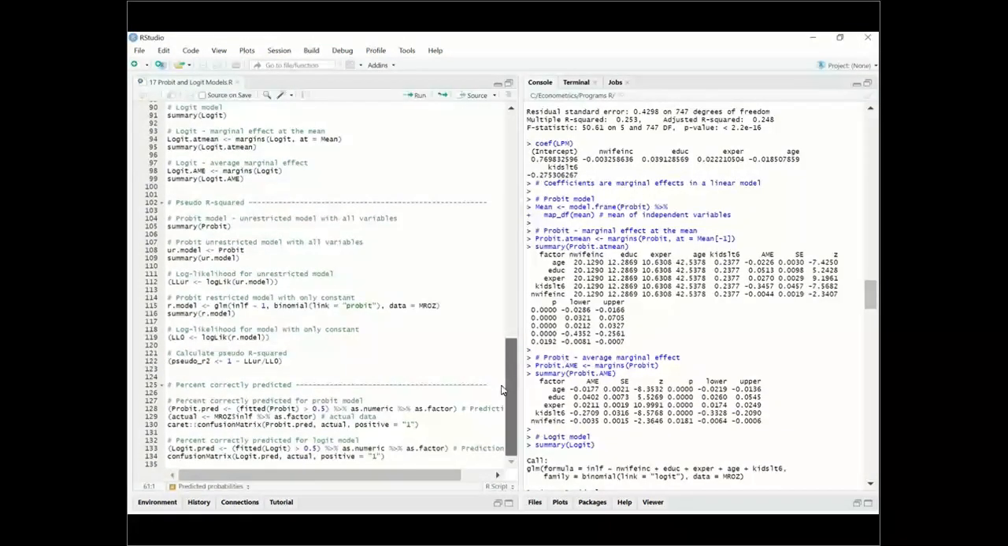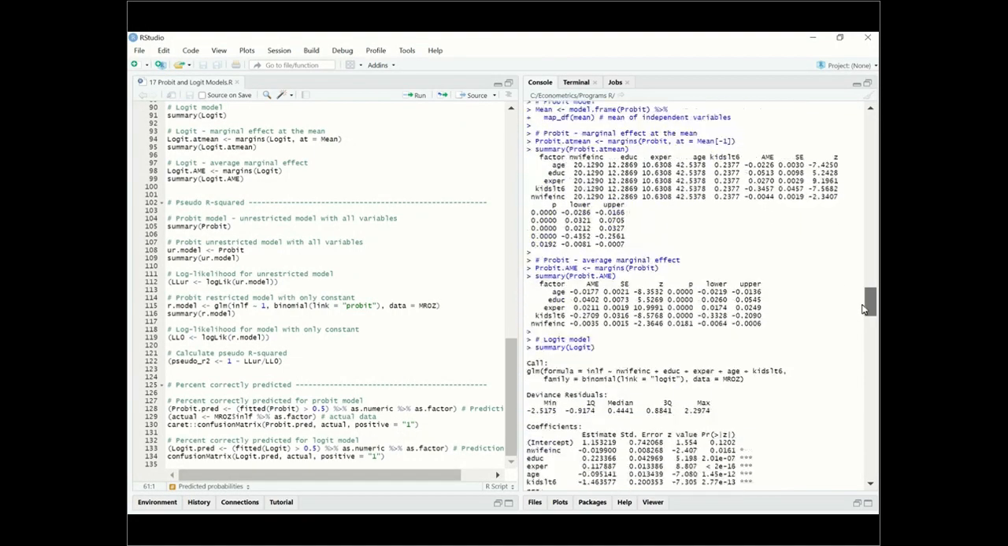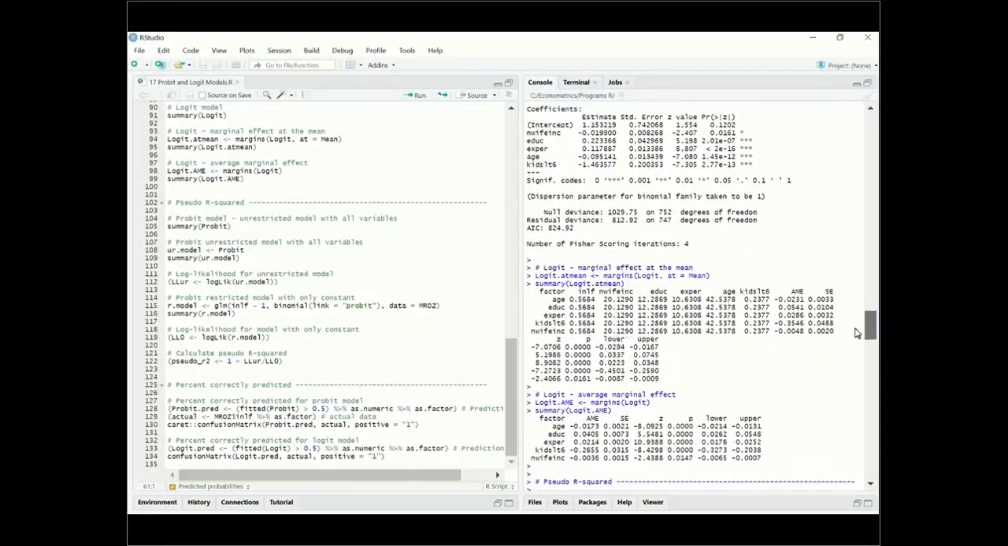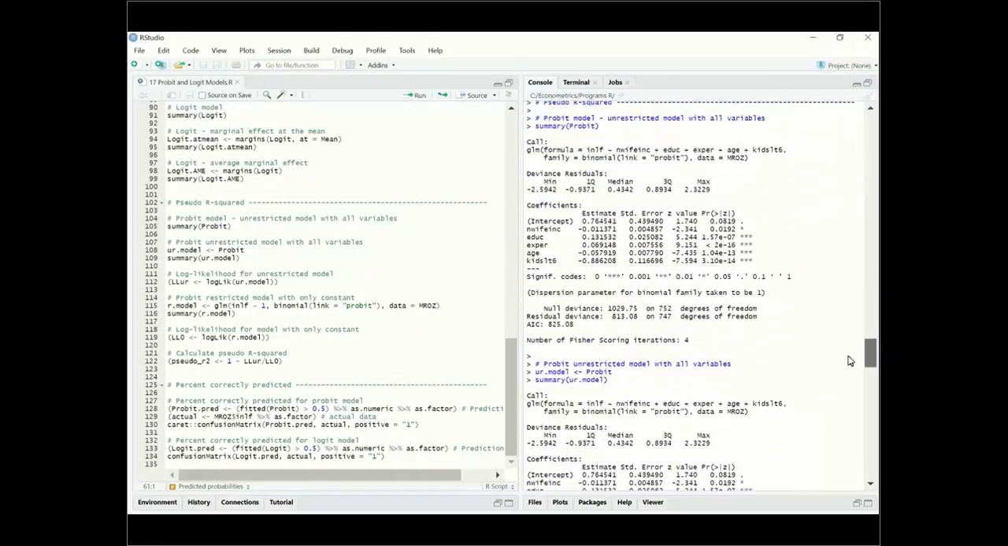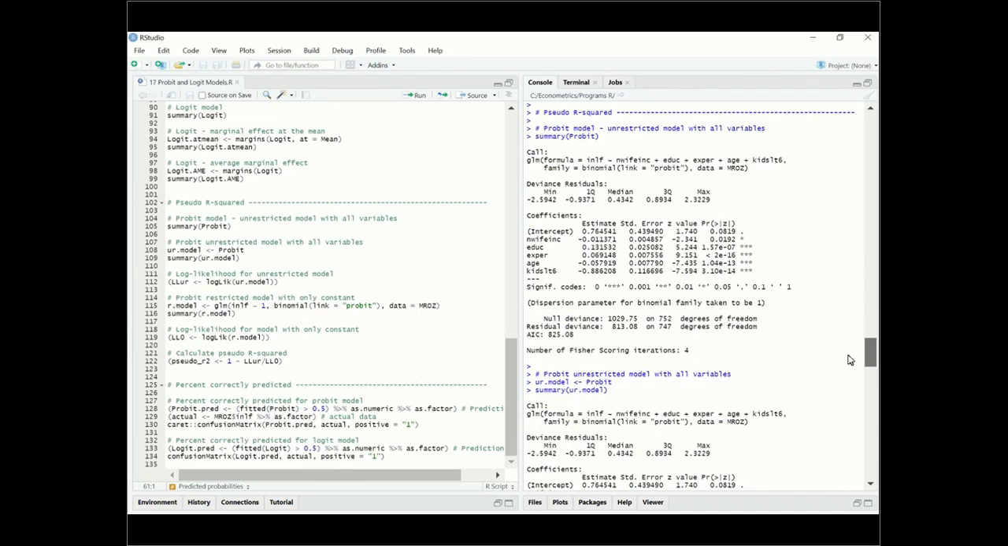Next thing that we're going to do is looking at pseudo R-squared. So again, we don't have R-squared like in a normal regression model, but we can actually create a similar concept here. So how we're going to do this, let's first estimate a Probit model that has all of the independent variables. So we're going to call this the unrestricted model. So if we summarize this Probit model, this is the results that we have here.